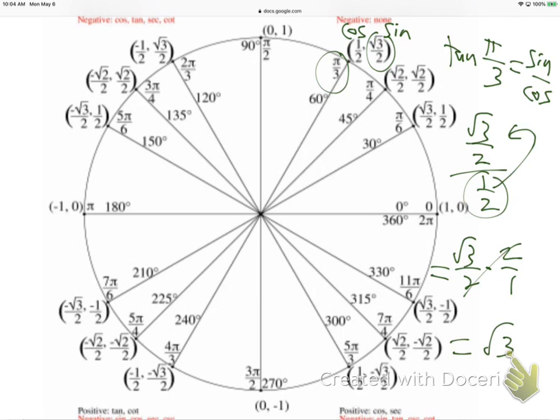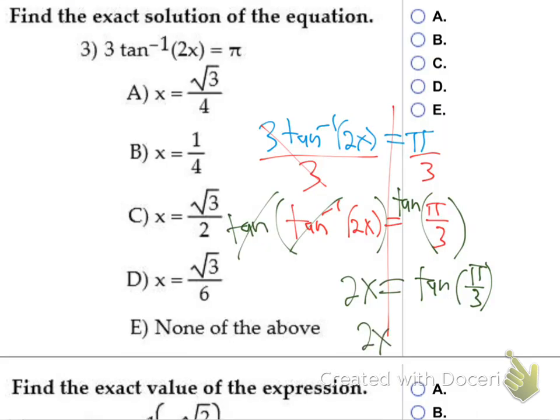Tangent of pi over 3 is square root 3. So 2x is square root 3. Last step is divide by the 2. Square root 3 over 2. Boom. That wasn't too bad. Is that okay? All right. Am I going too quick? You want to write that down?